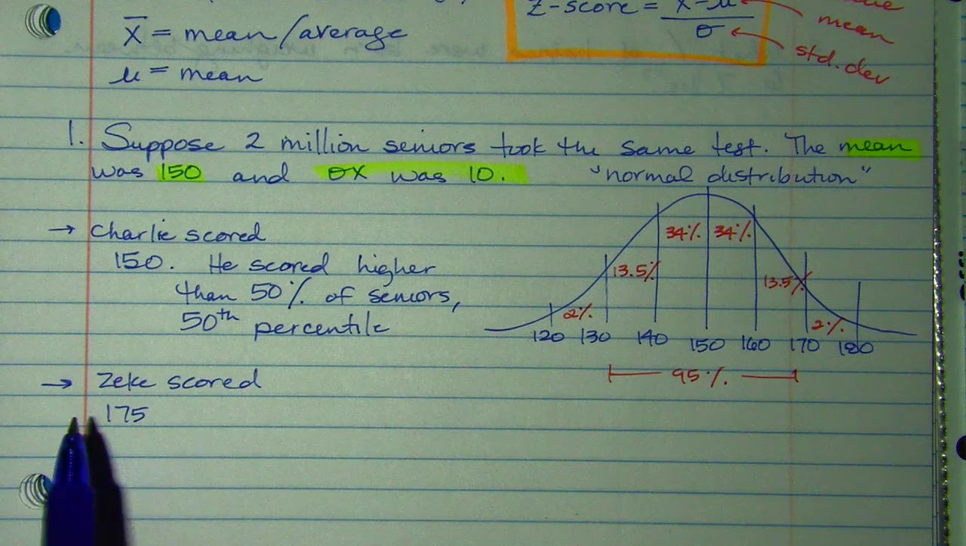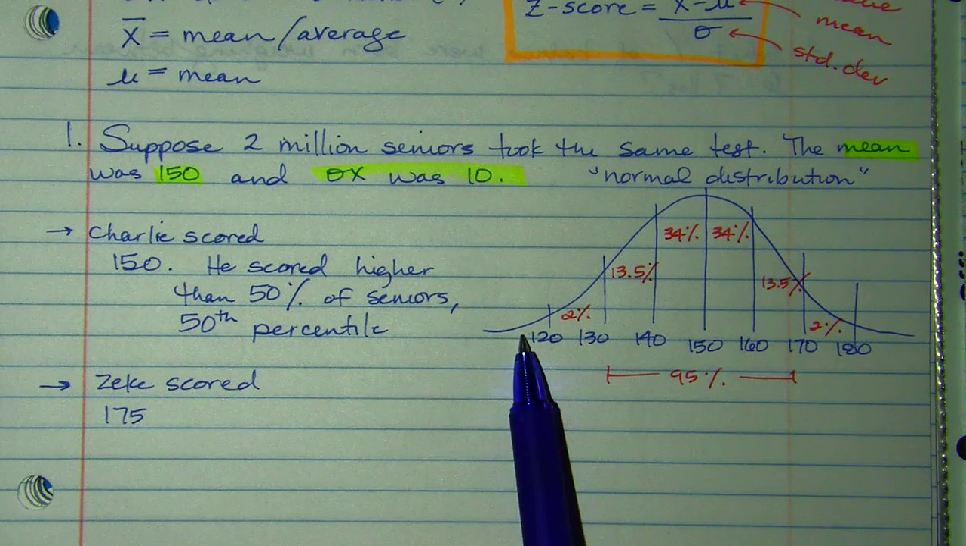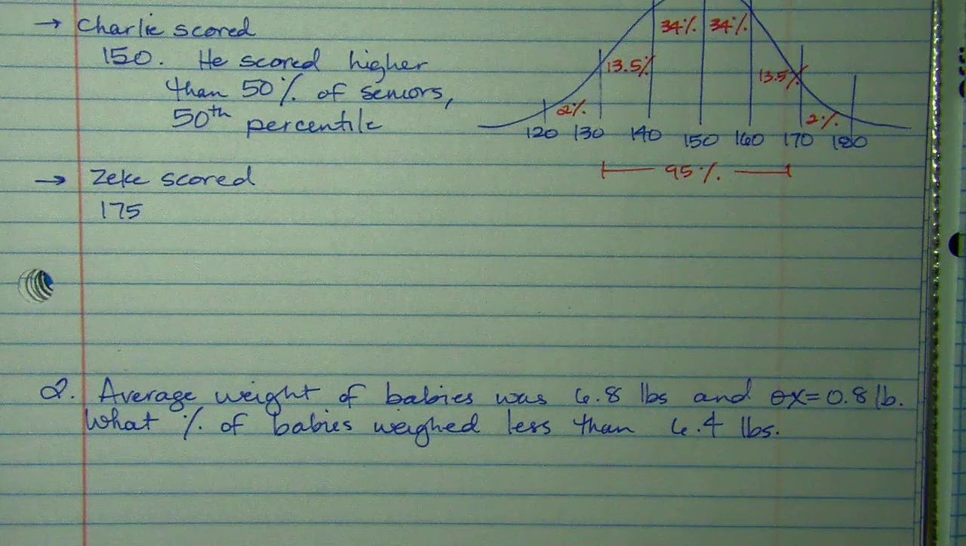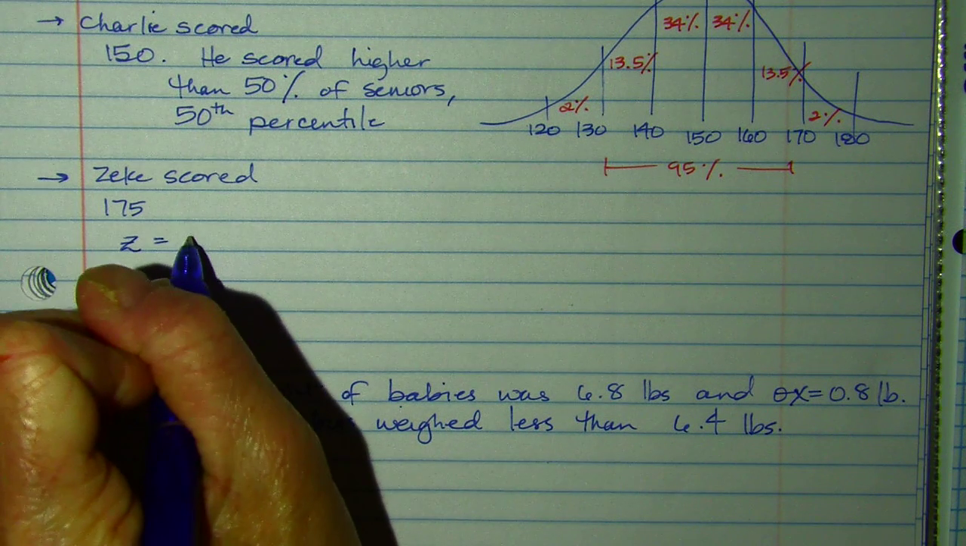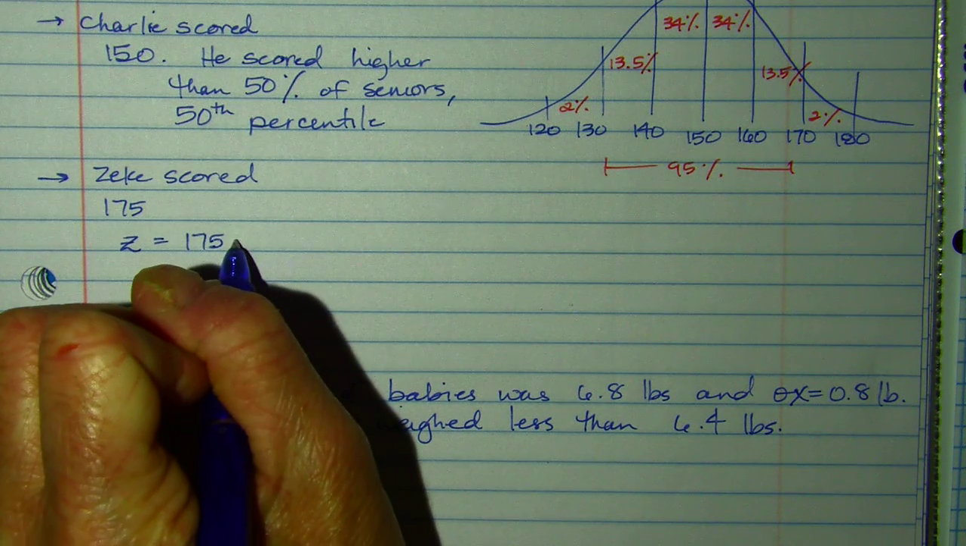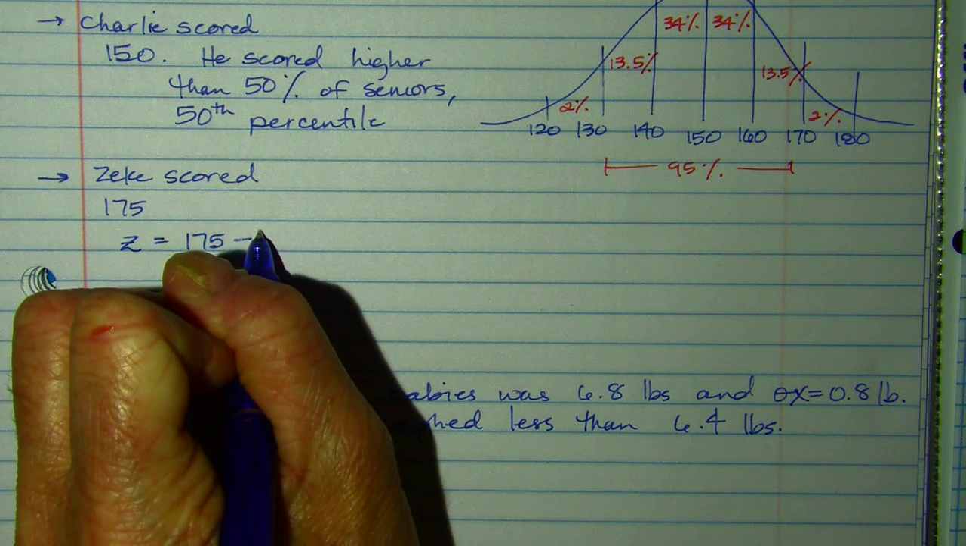Zeke scored 175. 175 is not listed on here, so this is where we would do the Z-score. So I would say, okay, he scored a 175. I'm going to subtract my mean, which is 150.